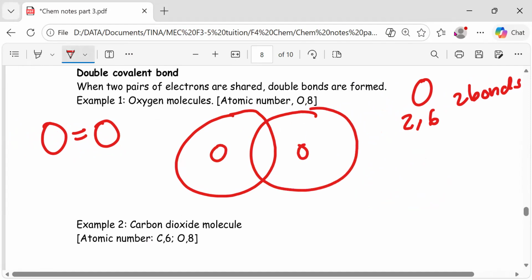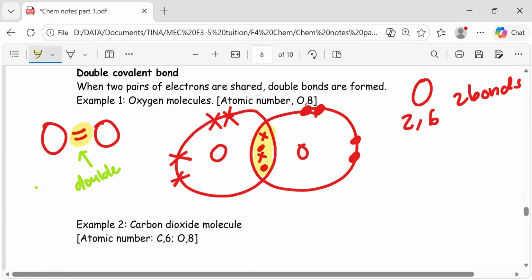Do you want to try? 2 pairs are shared. So 1, 2, 3, 4, and here you go, 5, 6. 1, 2, 3, 4, 5, 6. Done. I'm just showing you it has to be 4, 4. There are 2, 2 and 4 sides. Can you understand? So here is 2 pairs of electrons shared. So it's called a double covalent bond. So it's 4 electrons, 2 pairs. Get it? Okay.